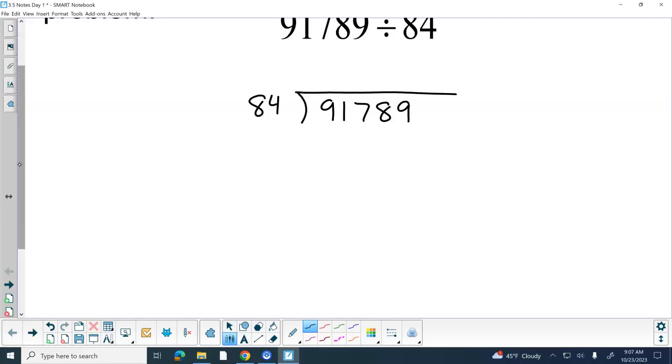divide 84. You just use the number. We divide 84 till it's either matching or right below, okay, the first two digits. So how many times does 84 go into 91? One time. Okay. So we got a 1 there.